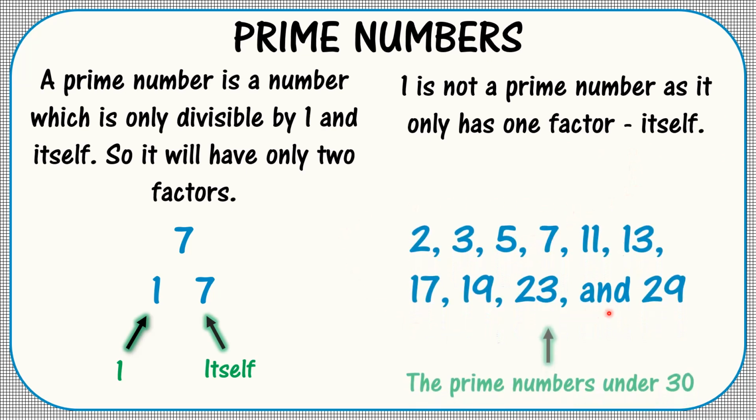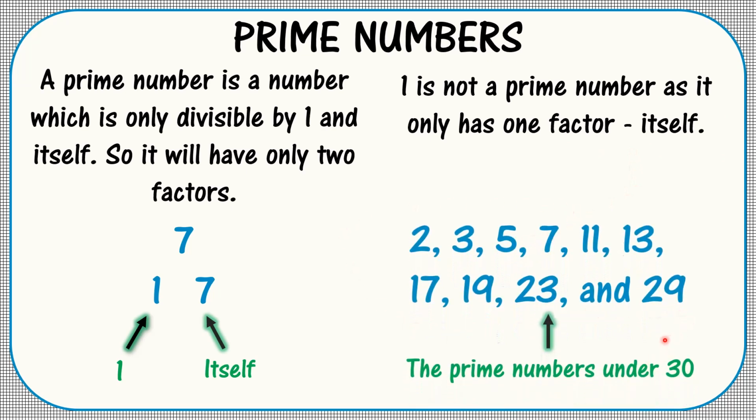These are the first few prime numbers which are all under 30, and what you should recognize is that the only even prime number is 2. So 2, 3, 5, 7, 11, 13, 17, 19, 23 and 29 are all the prime numbers under 30.